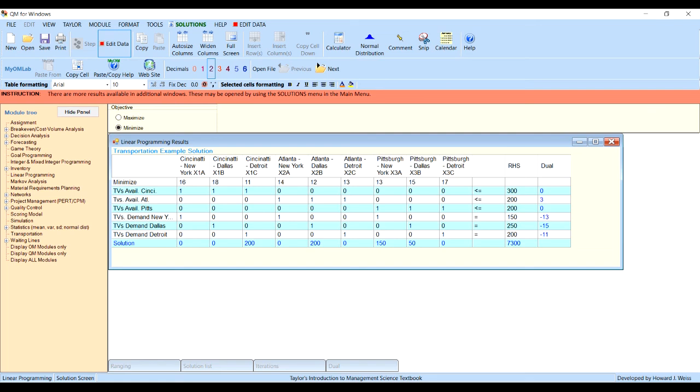What we see is our optimal choices are to ship 200 from Cincinnati to Detroit, 200 from Atlanta to Dallas, 150 from Pittsburgh to New York, and 50 from Pittsburgh to Dallas. Let's see if that adds up. So in this situation, how many are being shipped? And in this situation, that would cost us a total of $7,300.